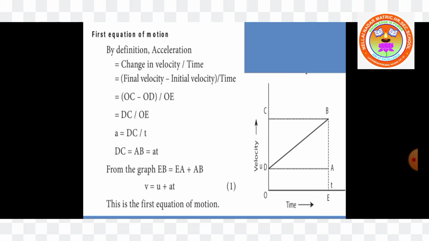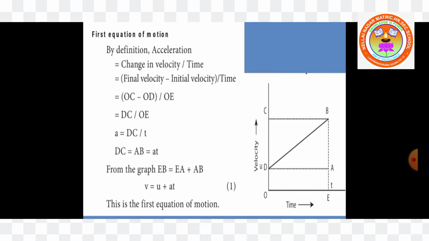According to this diagram, we can write the value of DC. We know that DC is equal to AB. So we can write DC is equal to AB. From this equation, we can write the value of DC: DC is equal to A into T. Substituting in this equation, DC is equal to AB, and it is also equal to AT.